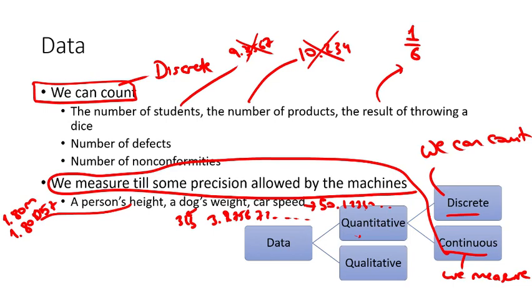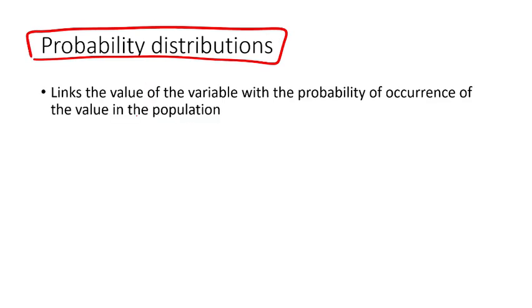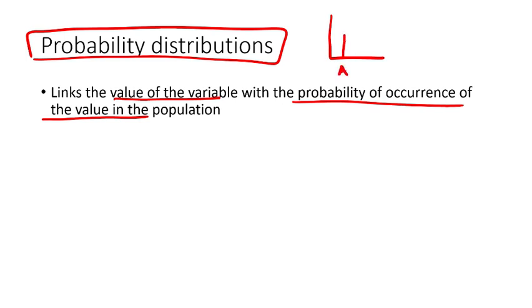Today we will look at the discrete type of the distribution functions. Let me show you what it looks like. The probability distribution links the value of the variable with the probability of the occurrence of the value. So it links what is the probability of process A happening, what's the probability of process B happening, what's the probability of process C happening. You see? It links the process with its probability.